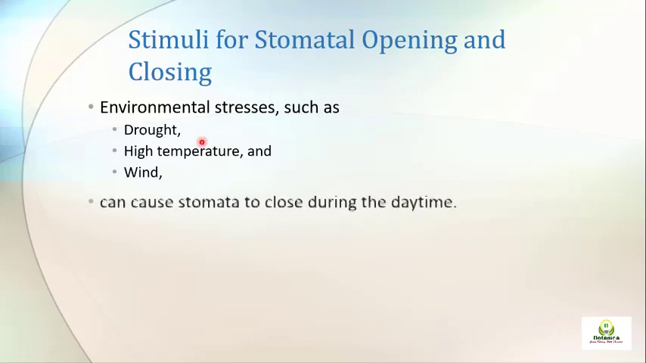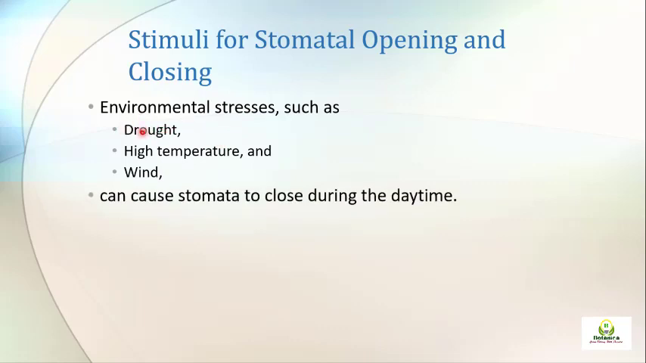Environmental stresses such as drought, high temperature and wind are all stresses which will affect the plant. Drought is the scarcity of water, deficiency of water for absorption. High temperature and wind are also stresses. They can also cause the stomata to close during the daytime, even if there is light and there is CO2 depletion. If there is low water quantity, the temperature is very high, or there is very high wind, what will happen?